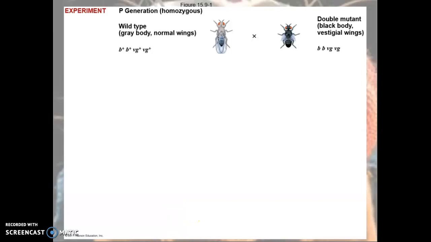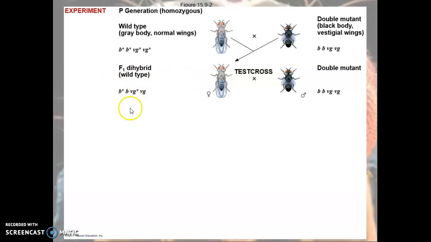So when you combine B plus and VG plus and BVG, you get this organism right here. All of his F1s, all of his first generations were heterozygous for each trait. Then he crossed them again with another double mutant. Okay? Now what you'd normally think to happen is just like a Punnett square here.